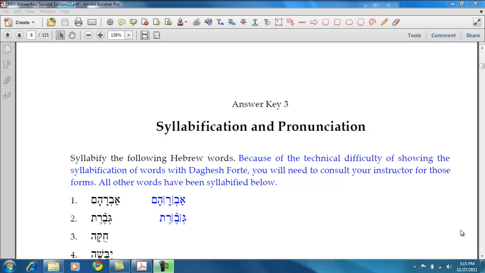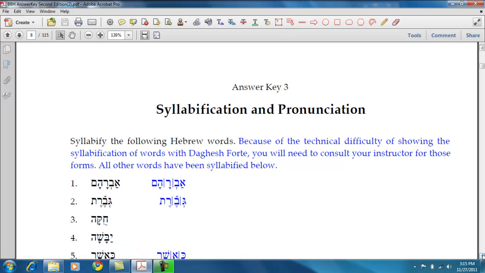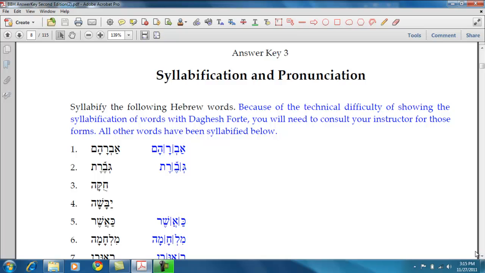Because of technical difficulties showing the syllabification of words with dagesh forte, I want to just go ahead and do it audibly versus showing you visually through video. But anyhow, we can just apply the same rules that we went through in the grammar on dagesh forte, where you write the double letters and divide it up into the syllables. So one closes the first syllable, the other one opens a new syllable. So let's go ahead and go into our homework here.